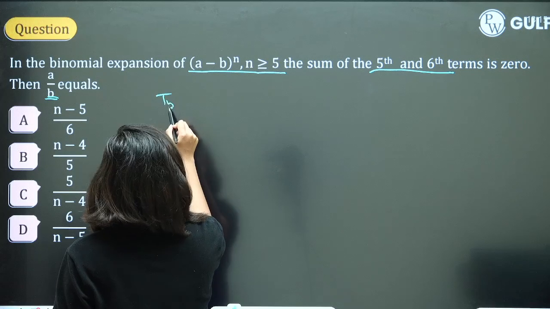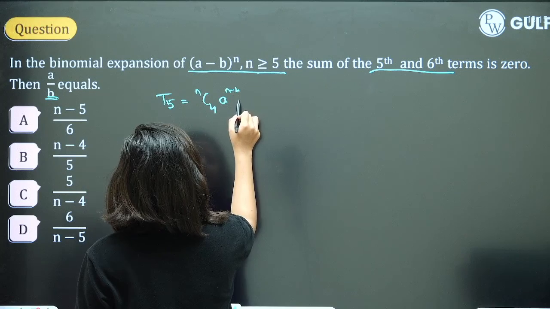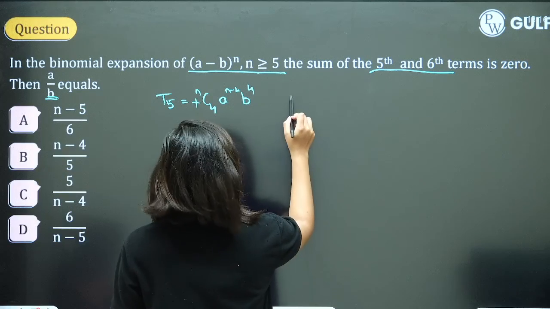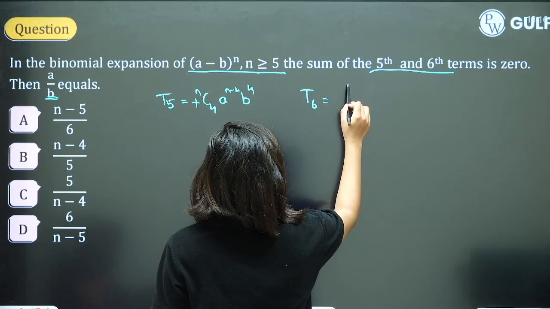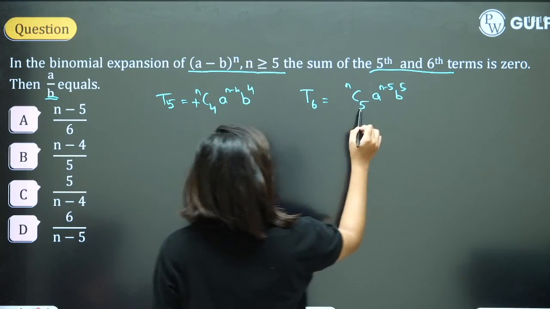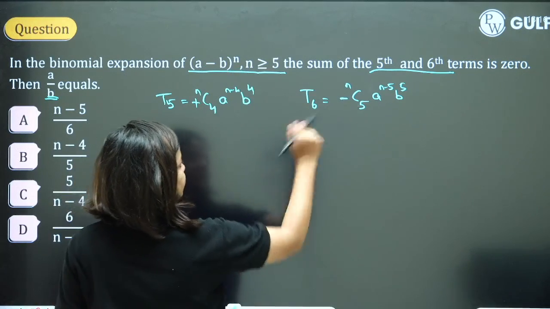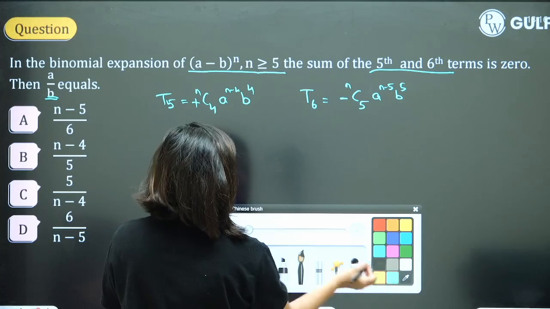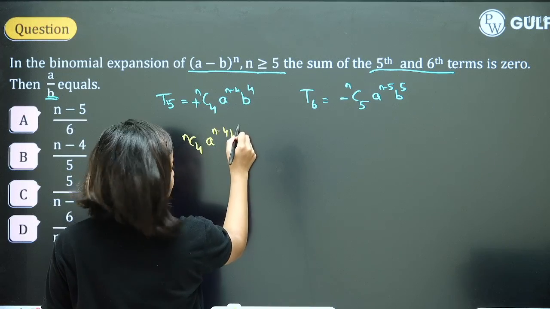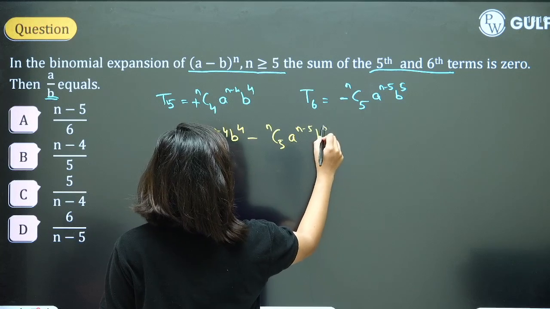5th term will be equal to nC4, first term raised to n minus 4 and second term raised to 4. Now this 4 is even, that's why a plus sign. And 6th term will be nC5, first term raised to n minus 5, second term raised to 5. Can you see, odd power has minus? They have said the sum of 5th and 6th is 0. When I add the two terms, nC4, a raised to n minus 4, b raised to 4 and minus nC5, a raised to n minus 5, b raised to 5, this should be 0.